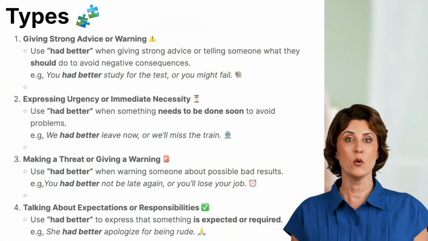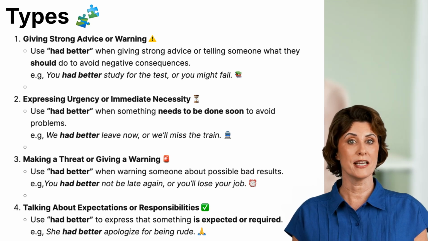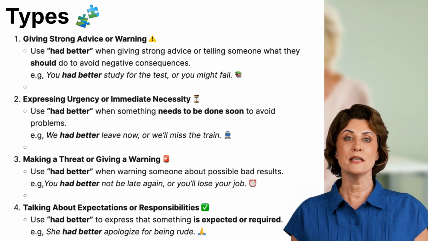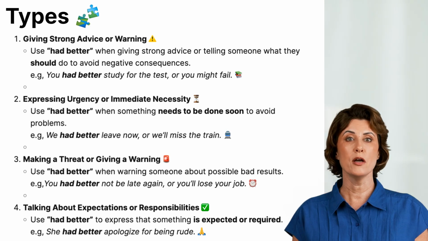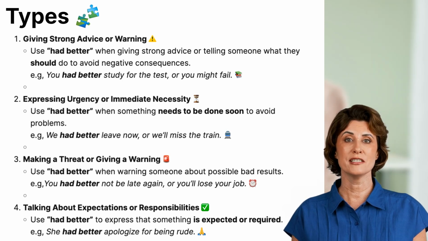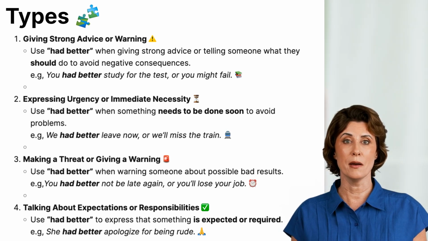In this section, we'll go over the 4 main ways to use "had better" with clear explanations and examples. Let's get started. 1. Giving strong advice or warning. We use "had better" when we want to give strong advice and emphasize that something should be done to avoid negative consequences. Example: You had better study for the test or you might fail. This is stronger than just saying "you should study." It suggests that if you don't study, something bad could happen.